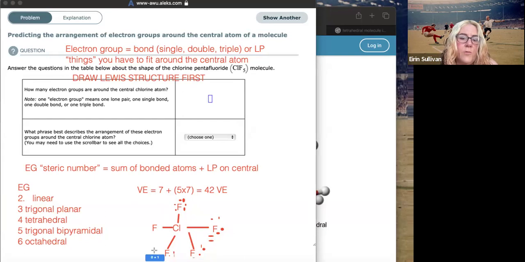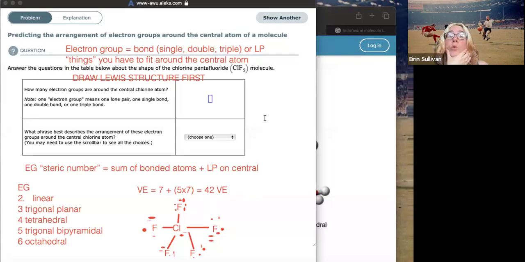I can't even draw this anymore. My mouse isn't working. 34, 36, 38, 40. Anyway, you get the idea. I've only got up to 40 valence electrons apparently, so I'm going to have to put a lone pair on this central chlorine atom.